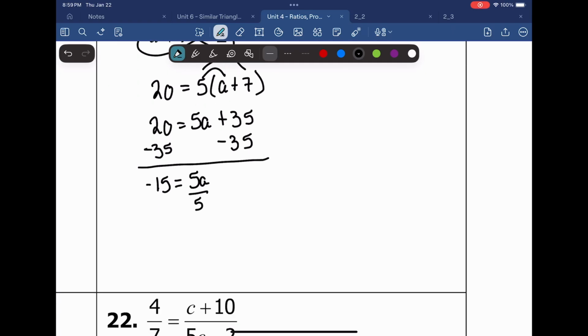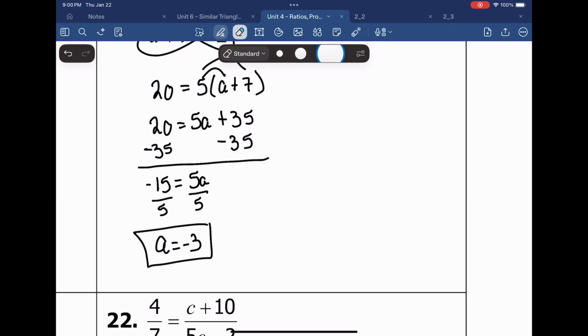Divide by 5, divide by 5. You get a is equal to negative 3. And remember, you can and should flip that around when you're done with it. A is on the right-hand side, but then I put it on the left-hand side. It's an equation. If A equals B, B equals A, you can flip it around as many times as you want.